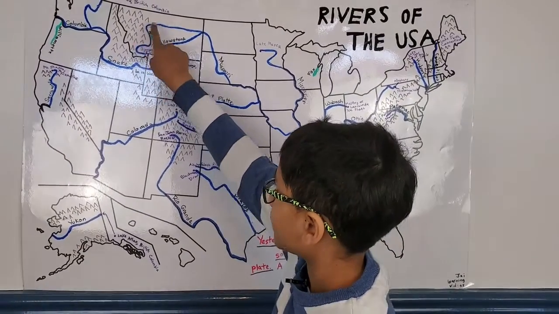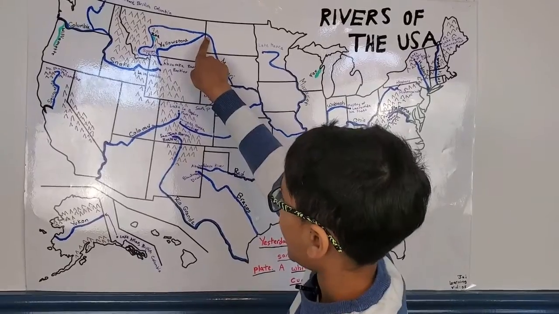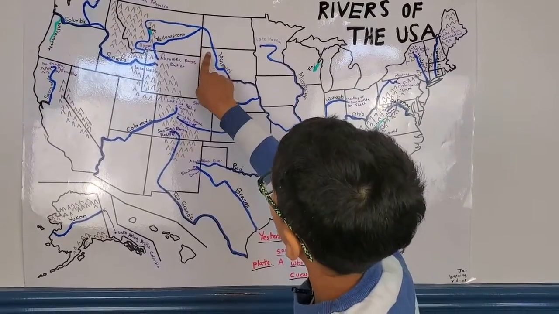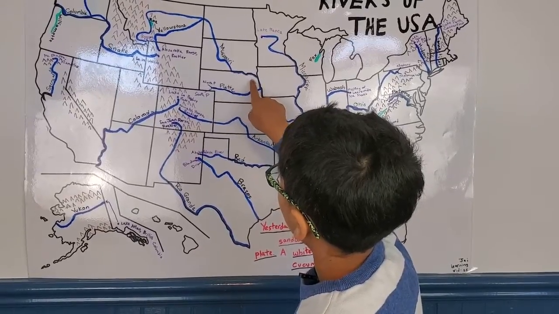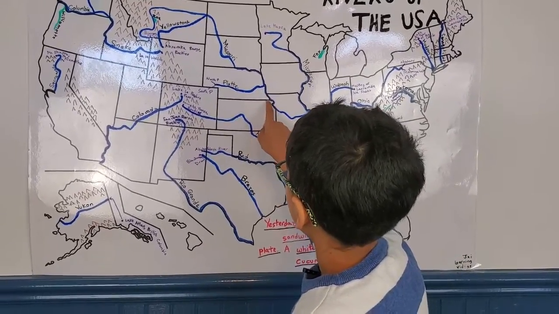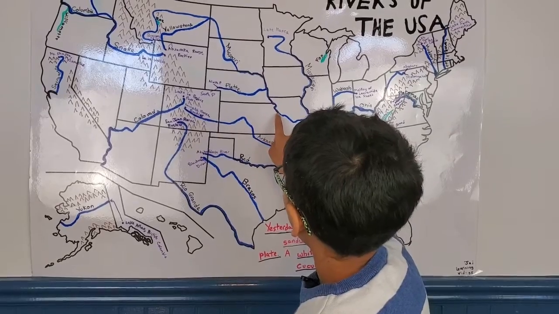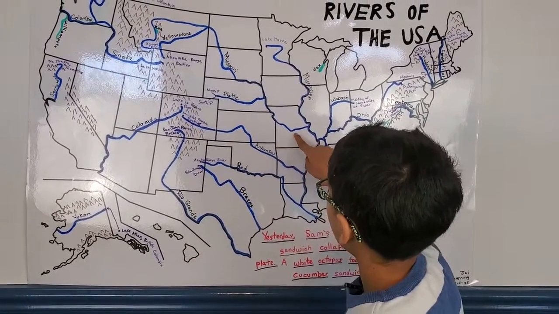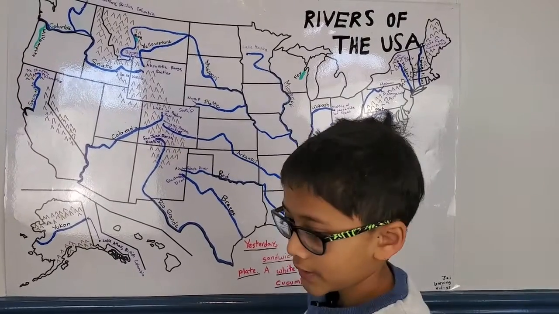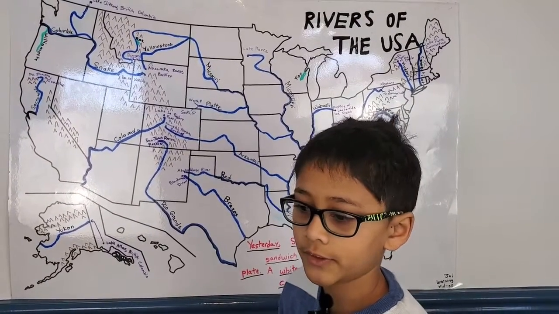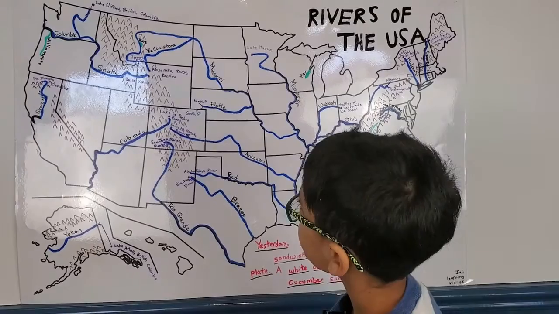Then it flows through Montana and into North Dakota, South Dakota, forms a natural border of Nebraska, a slight natural border of Missouri, then flows through Missouri and joins the Mississippi around St. Louis, which is a well-known city.